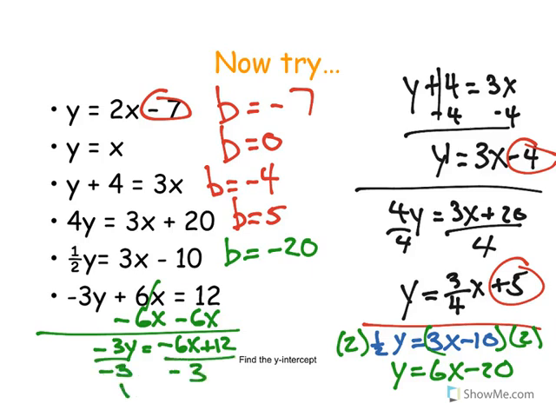And we're going to divide everything by -3. So -6x divided by -3 is +2x. 12 divided by -3 is -4. So finally, I've got my y-intercept here after all that work, which is going to be -4.